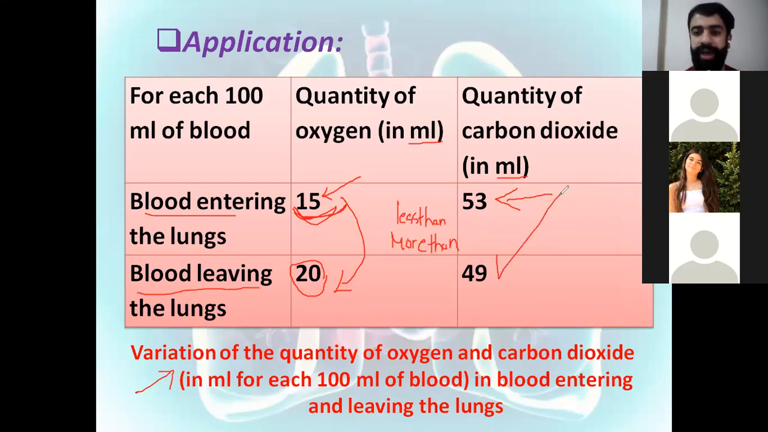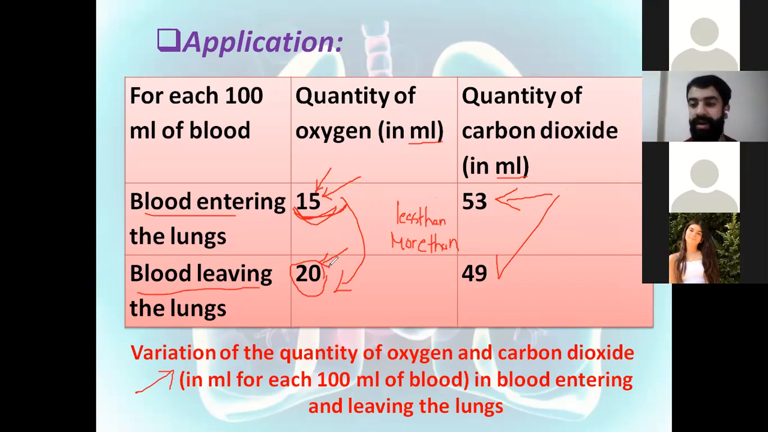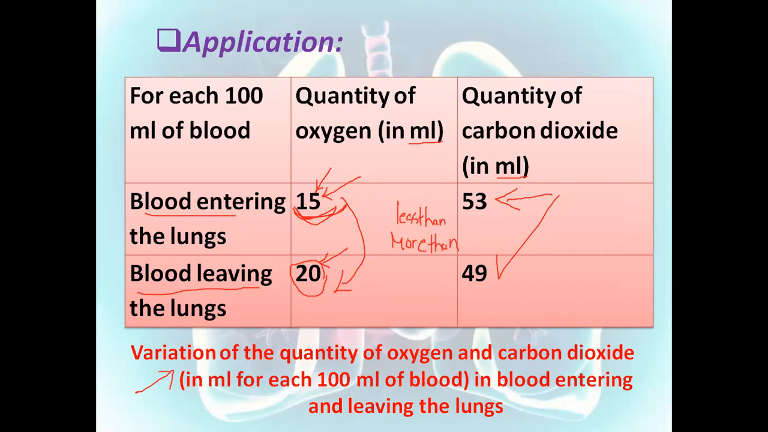Excellent. Thank you. So here, the quantity of oxygen and the quantity of carbon dioxide in the blood entering and in the blood leaving. So blood entering the lungs, the quantity of oxygen was 15, and in the blood leaving, it was 20. Who can explain this for me? How can you explain the increase in the quantity of oxygen? In the blood entering the lungs, it was 15 milliliter, while leaving the lungs, it becomes 20. So where does the difference come from? Here, I want to listen to your answers.